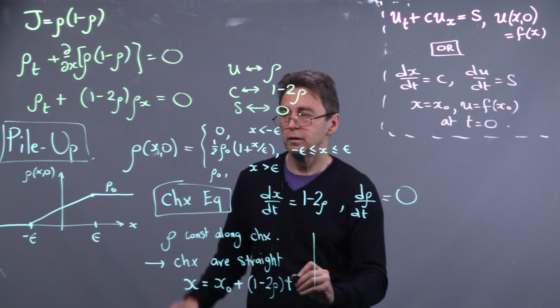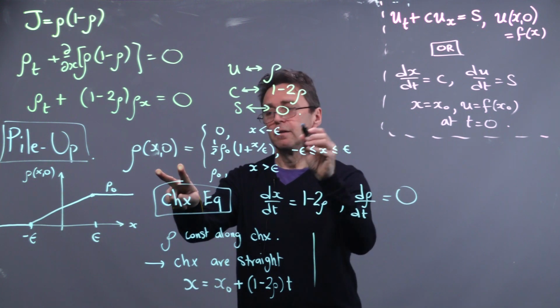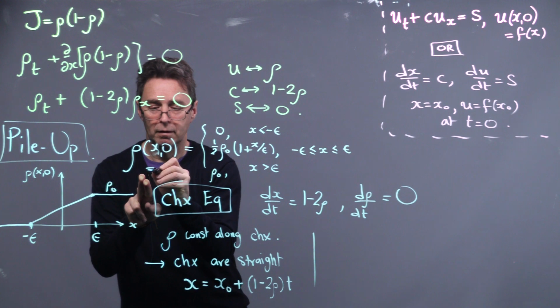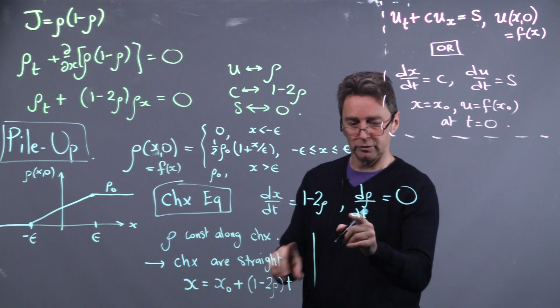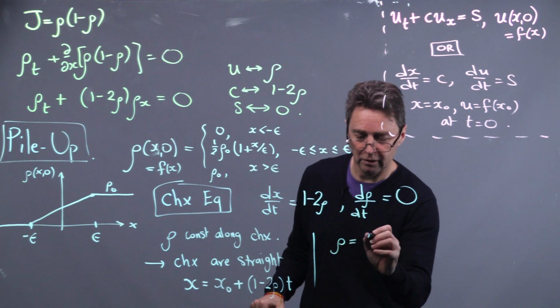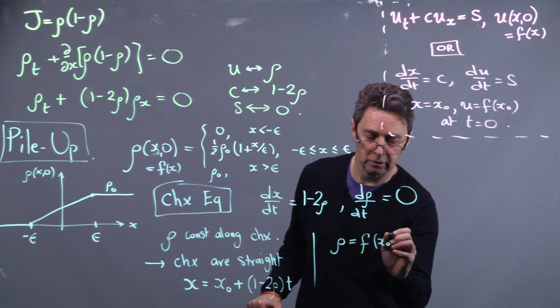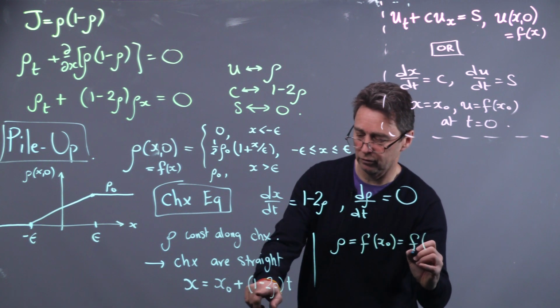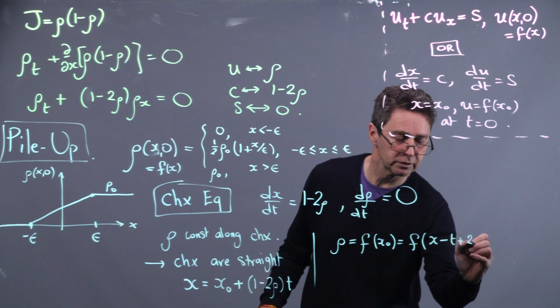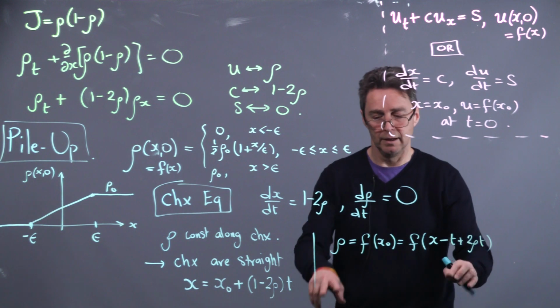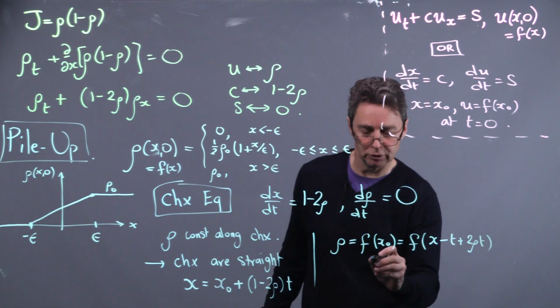And then if we, let's call this thing f of x in accordance with our usual notation. So this is going to tell us that rho is f of x naught, which is f of that thing, x minus t plus 2 rho t. And we're back to having an implicit solution.